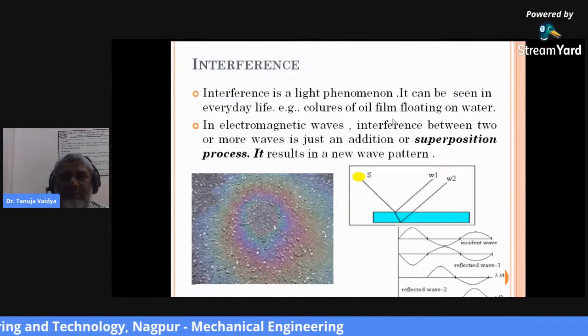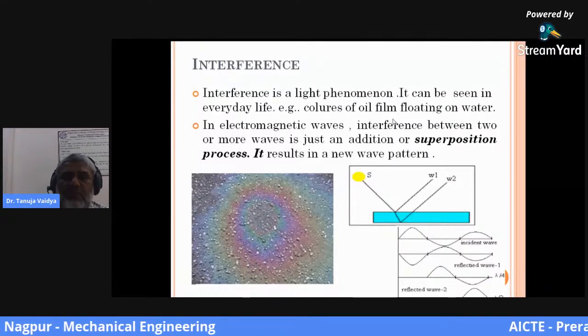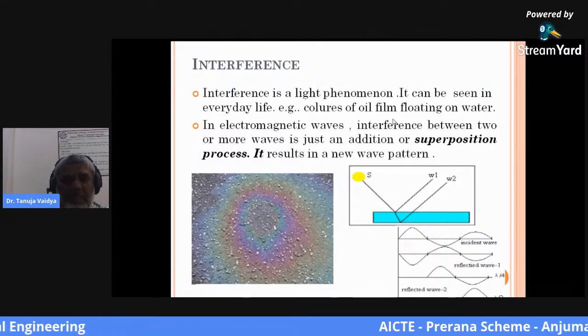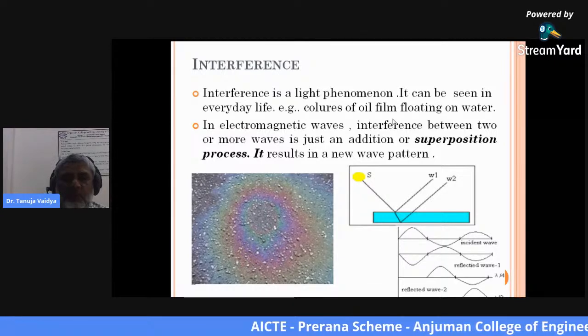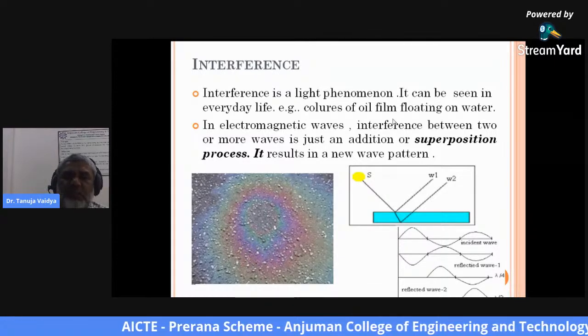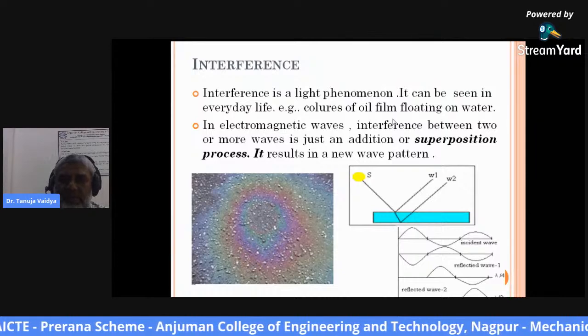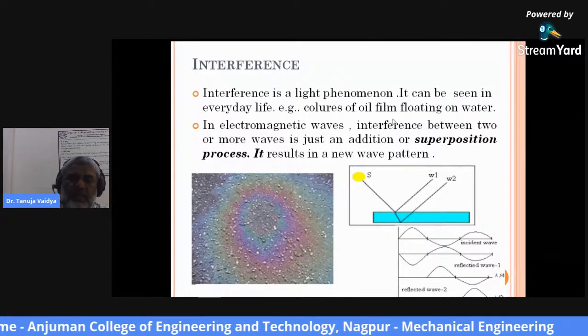It can be seen in everyday life. Example, colors of oil film floating on water. In electromagnetic waves, interference between two or more waves is just an addition or superimposition process. It results in a new wave pattern.